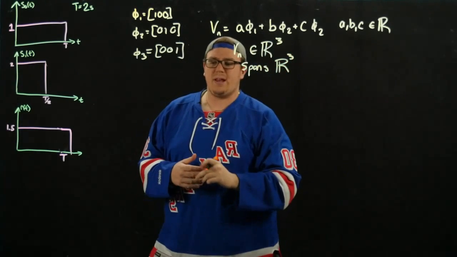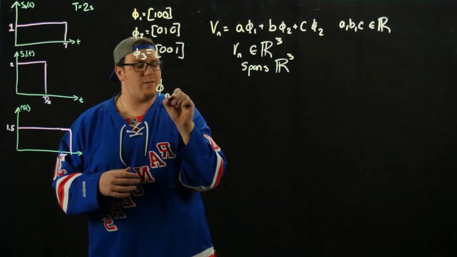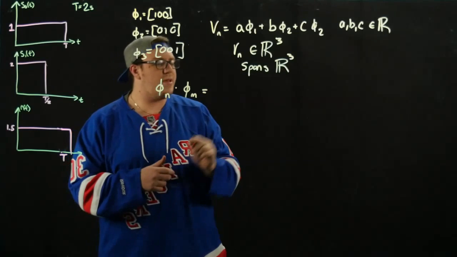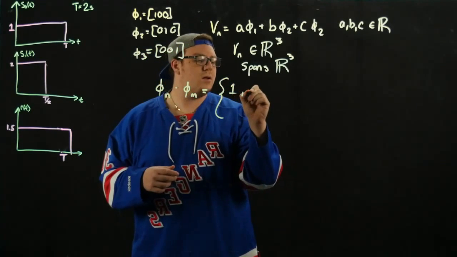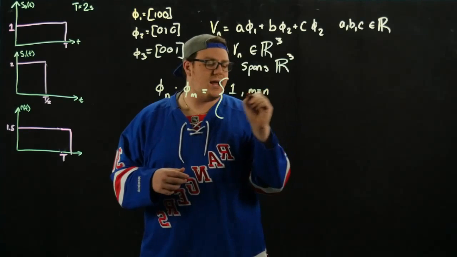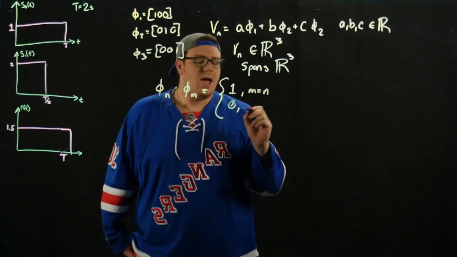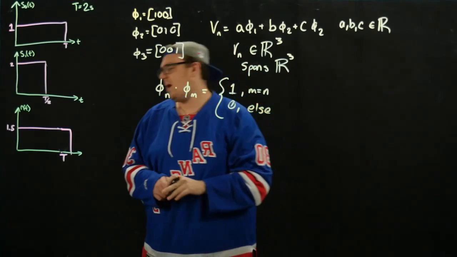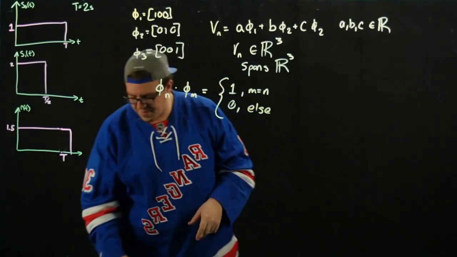And the other thing we need is that if we take the dot product of any basis vector with any other basis vector, this should equal 1 if m is equal to n. So if they are the same vector, it should equal 1. And if they're not, it should equal 0. You can see that very quickly here, that in vector form, this works out.